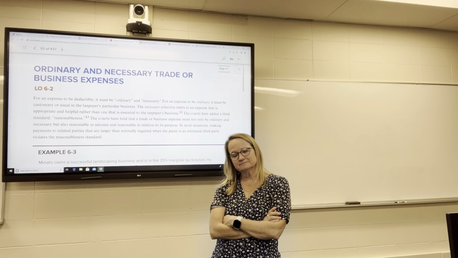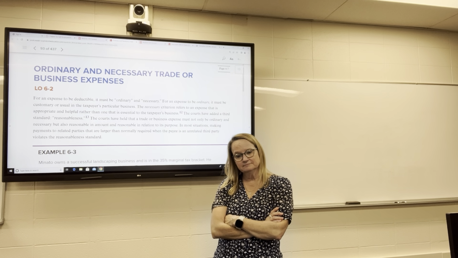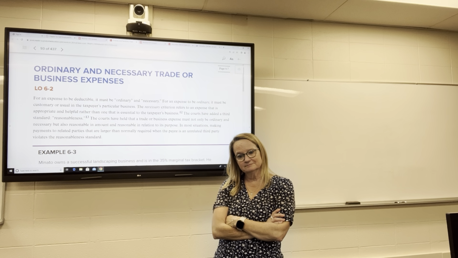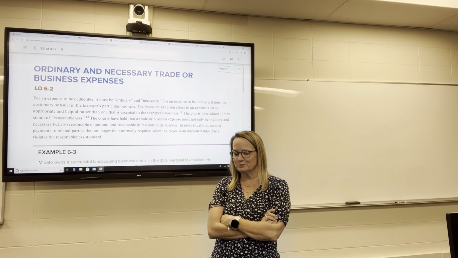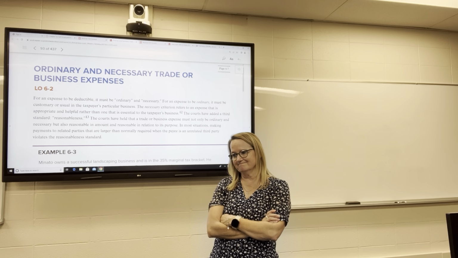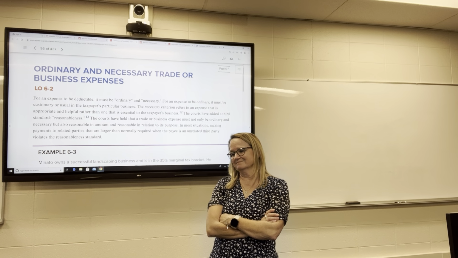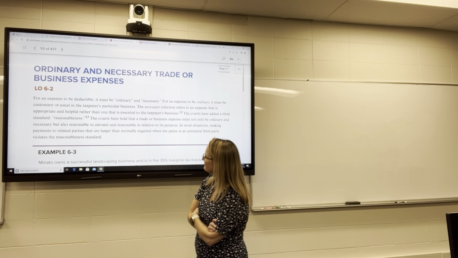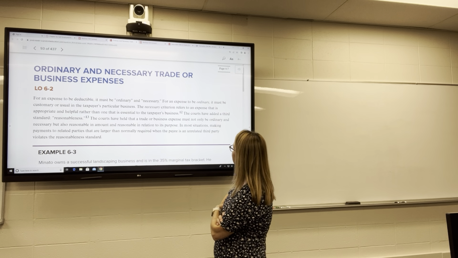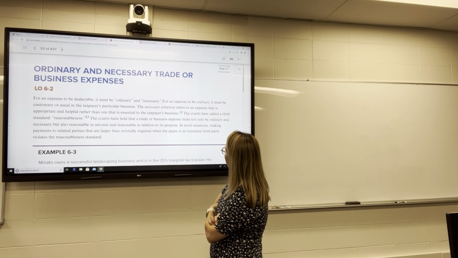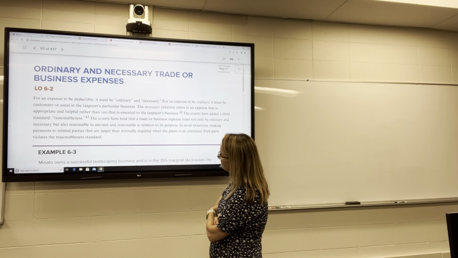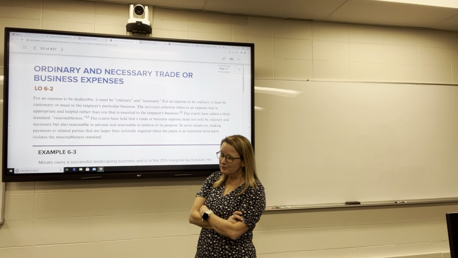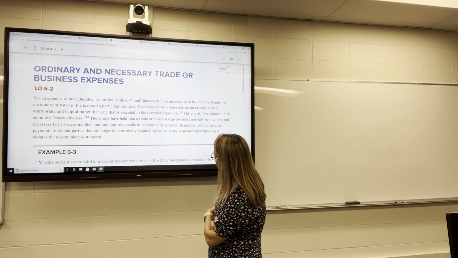For those that get modifications, would that be considered an ordinary expense? See, that would probably be an area that could be litigated. That one's open to interpretation. I mean, it might be customary and usual, it might be ordinary and helpful. They might question whether it's appropriate.